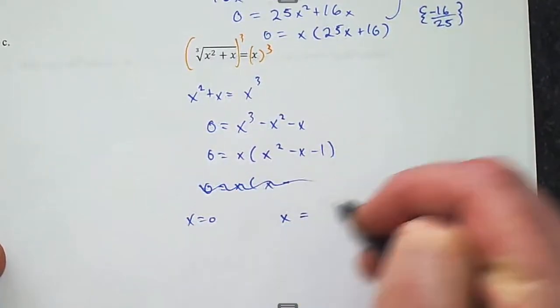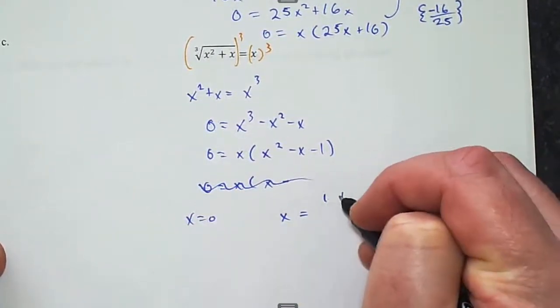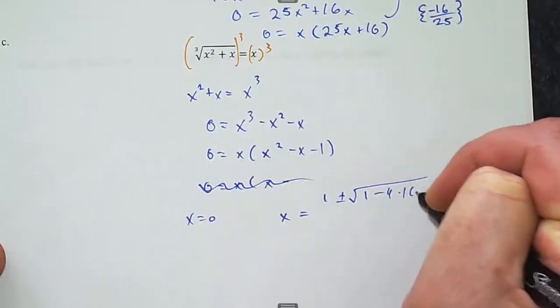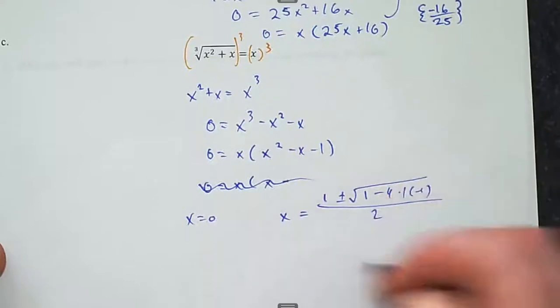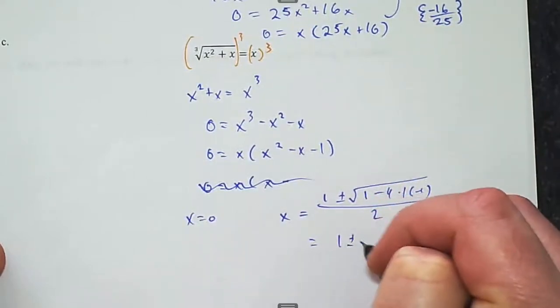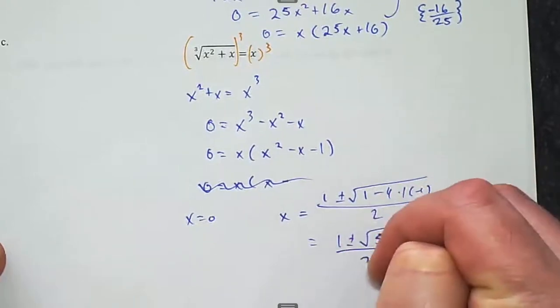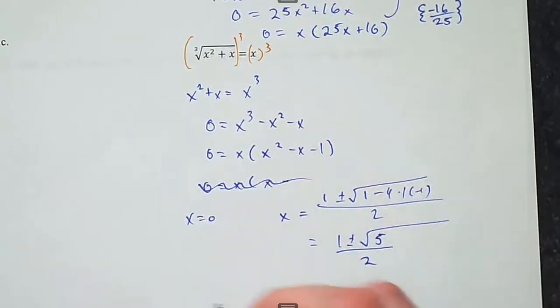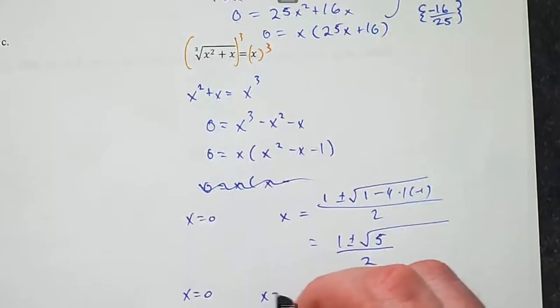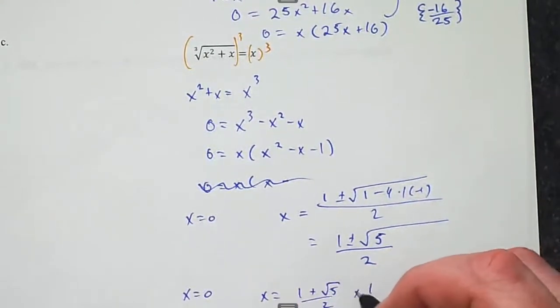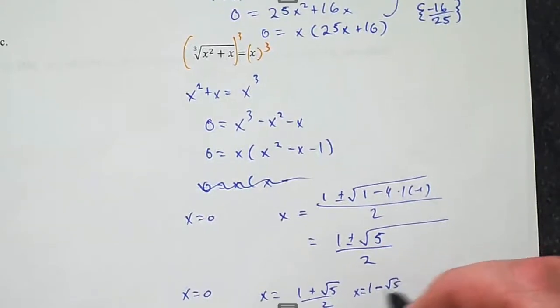So x equals opposite b plus or minus the square root b squared minus 4ac all over 2a. So 1 plus 4 is 5. So our solutions are x equals 0, x equals 1 plus the square root of 5 over 2, and x equals 1 minus the square root of 5 over 2.